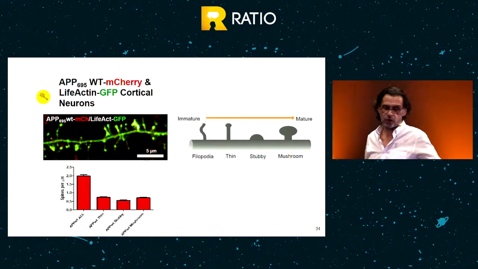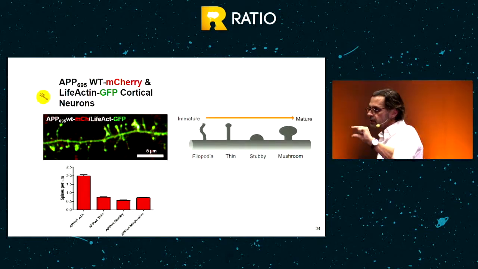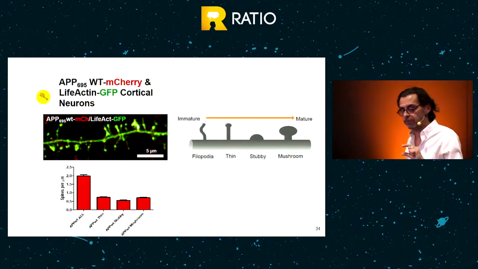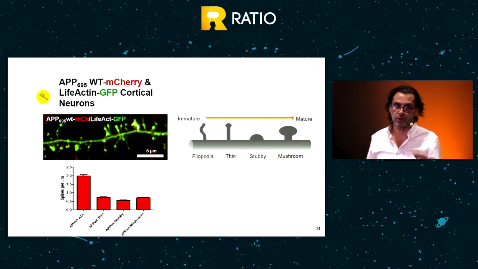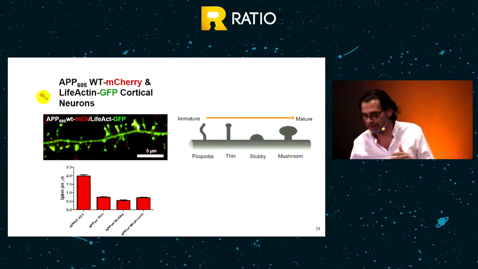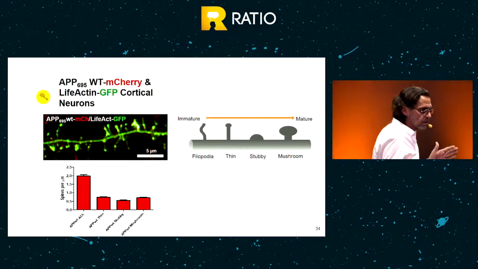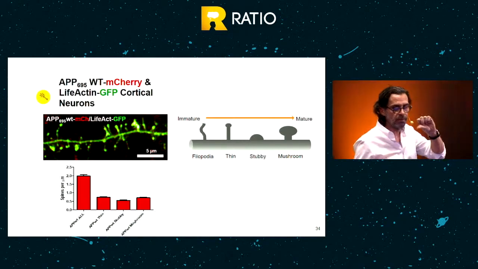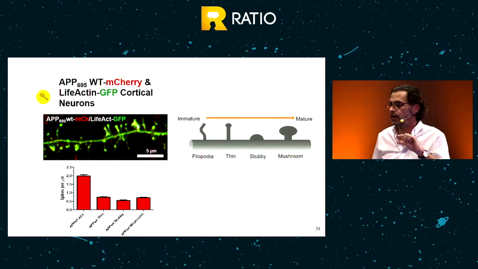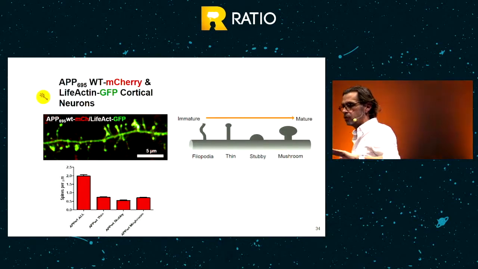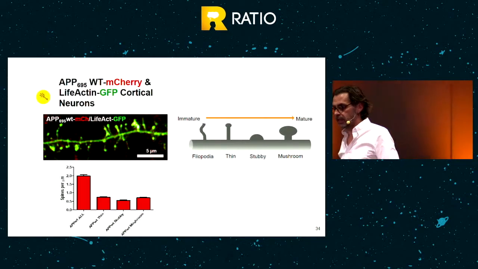And as you remember, basically it is the mushroom-shaped synapses that seem to disappear first. The mature ones stay pretty much the same, and we get overall pretty much the same number of synapses, but really it's the more mature ones that seem to disappear. So that's with the non-mutated form of the amyloid beta peptide.